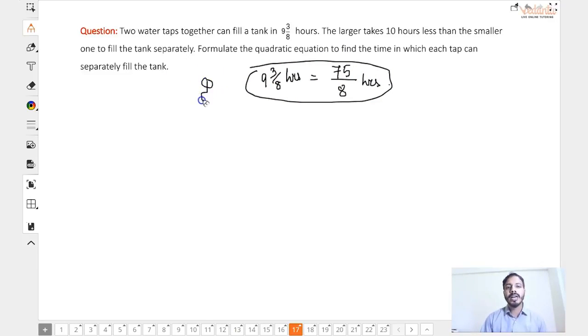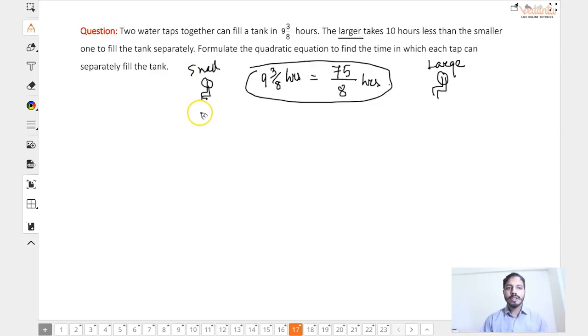So I have a water tap here, and I have one more water tap, which is filling a tank. Now it says that the larger takes 10 hours less than the smaller one to fill the tank. Now larger what? They are meaning that the larger water tap takes 10 hours less than the smaller one to fill the tank separately. So that means, let us say this is the small one and this is the large one. Let us say the small one takes more time, right?